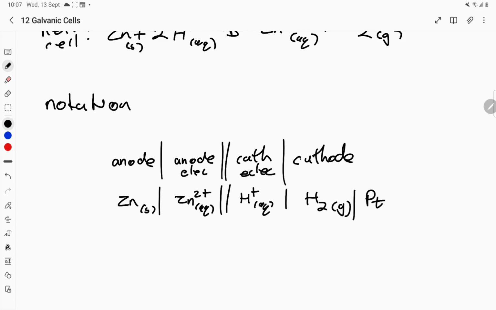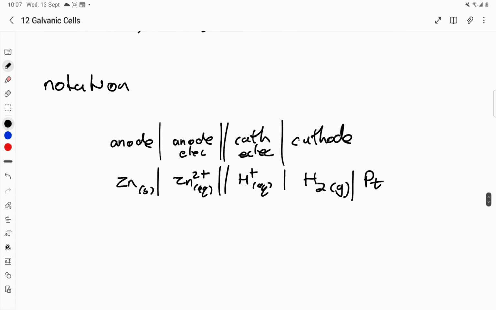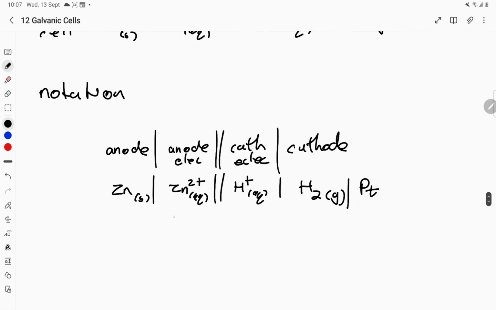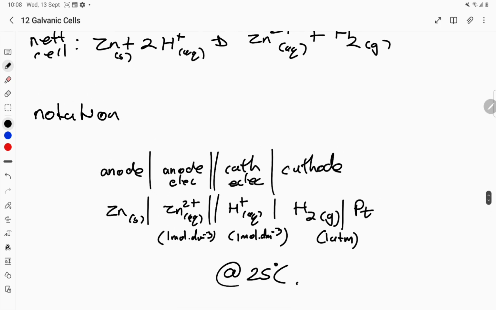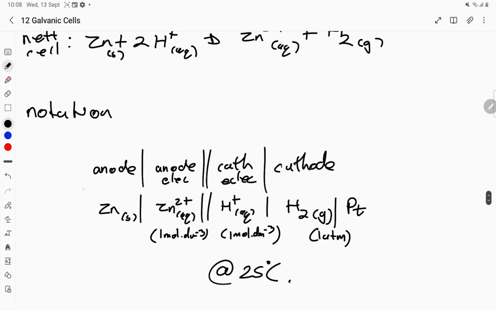And we take a look, what else did I want to say? The concentrations for this specific case will be 1 mole per cubic decimeter. And we said it earlier, so we have to have 1 mole per cubic decimeter concentrations and 1 atmosphere pressure for the H2 gas that's being pumped in, and also it has to have a constant temperature at 25 degrees Celsius.